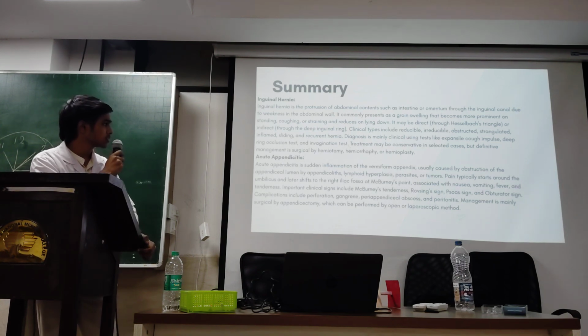The second one is acute appendicitis. Acute appendicitis is sudden inflammation of the vermiform appendix, usually caused by obstruction of the appendiceal lumen by appendicolith, lymphoid hyperplasia, parasites, or tumors. Pain typically starts around the umbilicus and later shifts to the right iliac fossa at McBurney's point, associated with nausea, vomiting, fever, and tenderness.